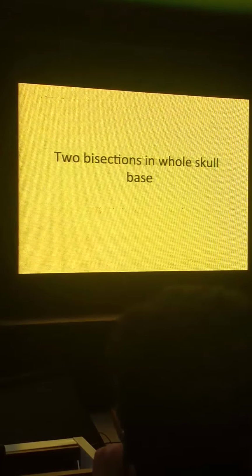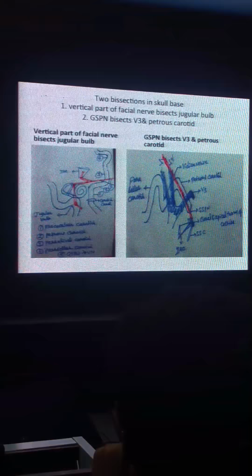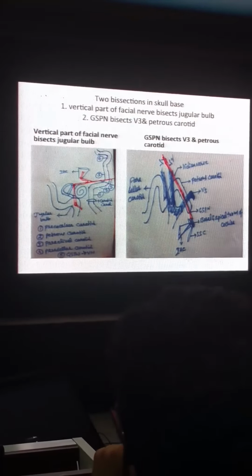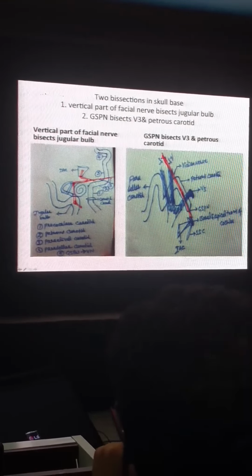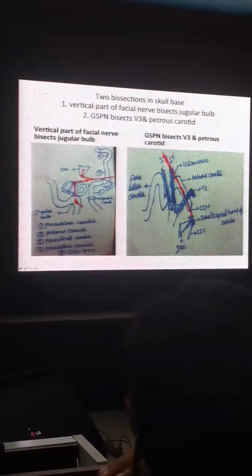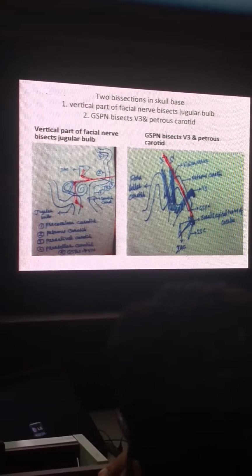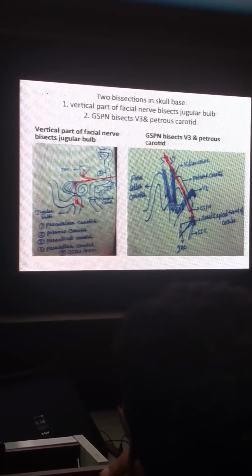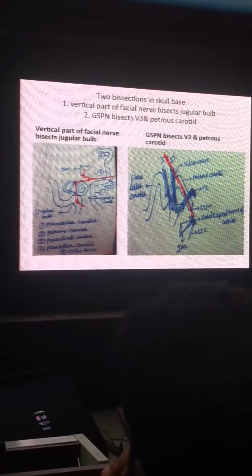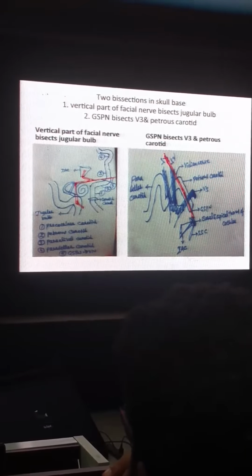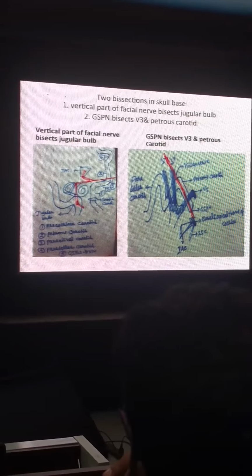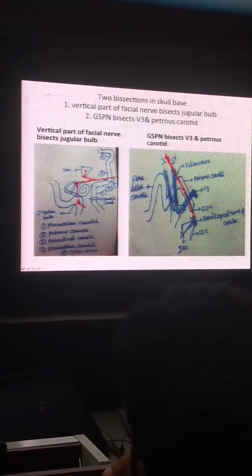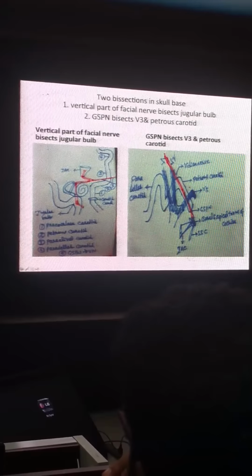This is the final diagram. I will give the conclusion: only 2 bisections in the whole skull base. Greater petrosal nerve, GSPN, bisects the petrous carotid. Very important point in middle cranial fossa approaches. See here in the first diagram, it is crossing laterally the lacerum carotid. Our GSPN is nothing but the median canal. So in the opposite diagram, in the middle cranial fossa approach, GSPN bisects the petrous carotid and bisects the V3 also.